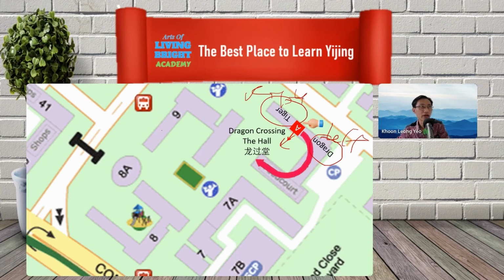Look at the dragon. See how the left dragon grows. It protrudes out, goes to the front and then turns back in. So this is a layout we call dragon crossing the hall, 龙过堂. Tang means the Ming Tang. So Ming Tang is here. The left dragon is going out and coming back, crossing the bright hall. This is called 龙过堂, or loosely translated, dragon crossing the hall.